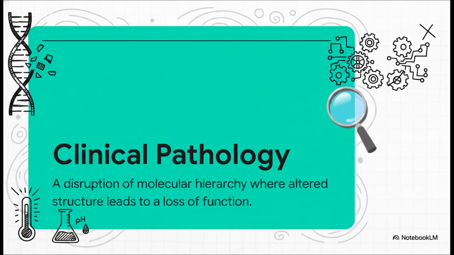So, to really understand the human body, we have to learn the absolute golden rule of this explainer: structure dictates function. An altered structure? Well, that is the actual definition of disease. Whether a structure gets warped by pH, by extreme heat, or by a genetic mutation, the end result is exactly the same. The function is lost. In medicine, this is what clinical pathology fundamentally comes down to. It's a disruption of your body's molecular hierarchy.